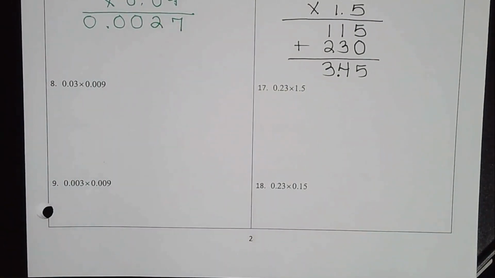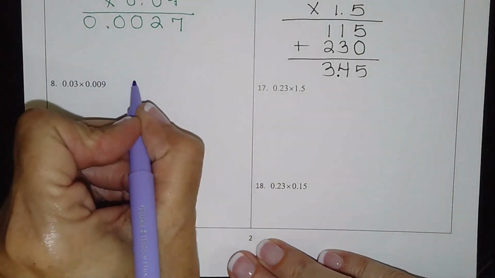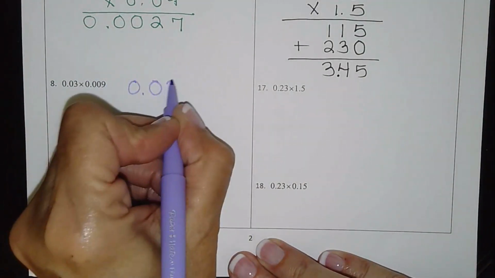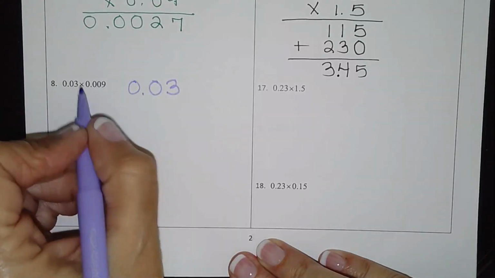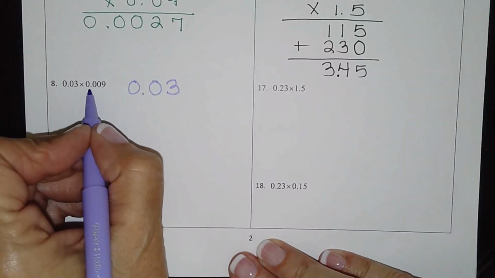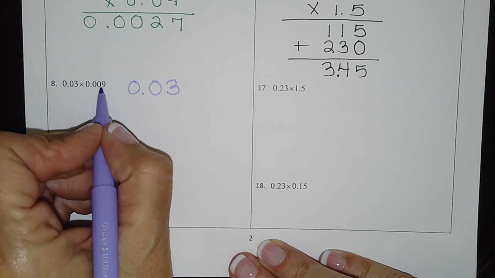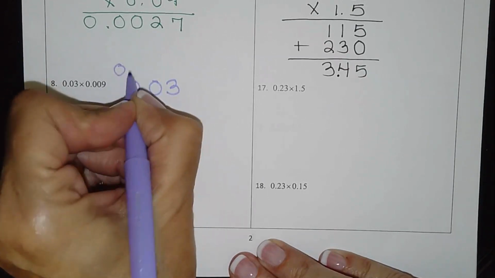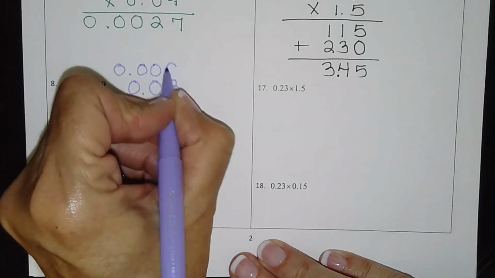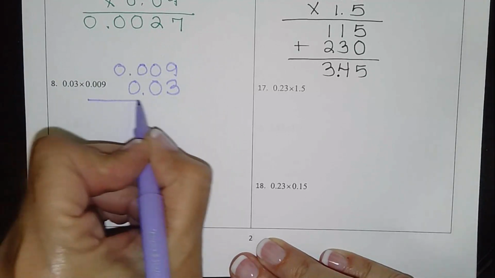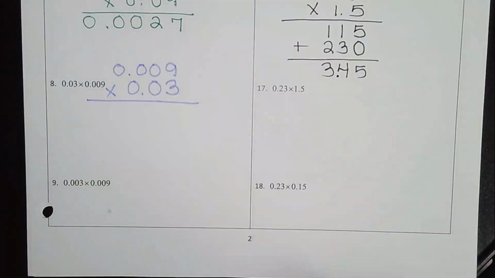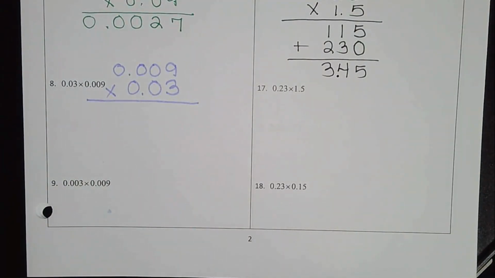Okay, so let's get these last 4 done. So 0.03. Oh, I wanted the larger number on top. So 0.009 up here. And it doesn't matter the order. Remember what I said earlier. It's going to give you the same answer. I just like the longer of the 2 numbers above.